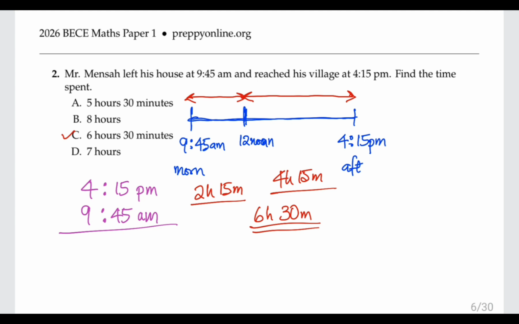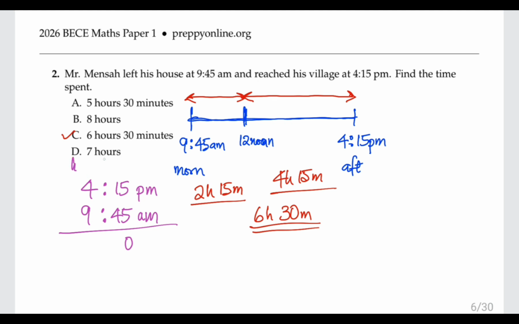And we're trying to subtract these two quantities from each other. Well, we can start: 5 minus 5 is 0, and then we try to subtract 4 from 1. We are not able to do that, so we have to borrow from the hour section.